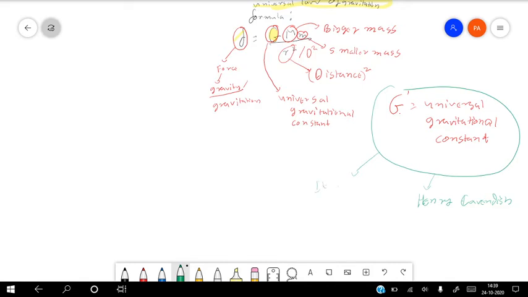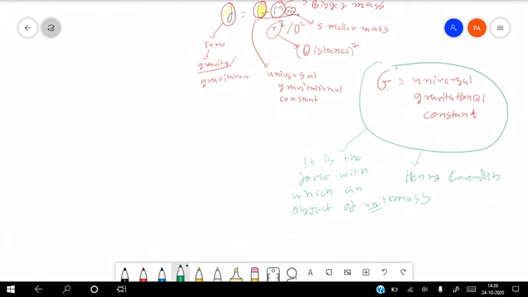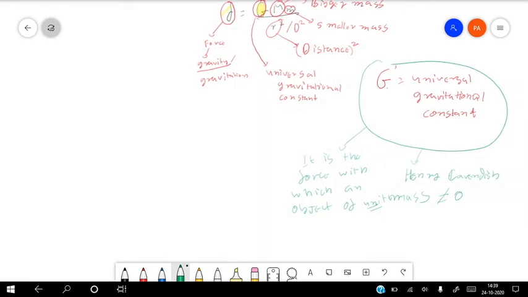It is the force with which an object of unit mass, you can ignore unit, I just meant of any mass but not zero, attracts another object within a unit distance.